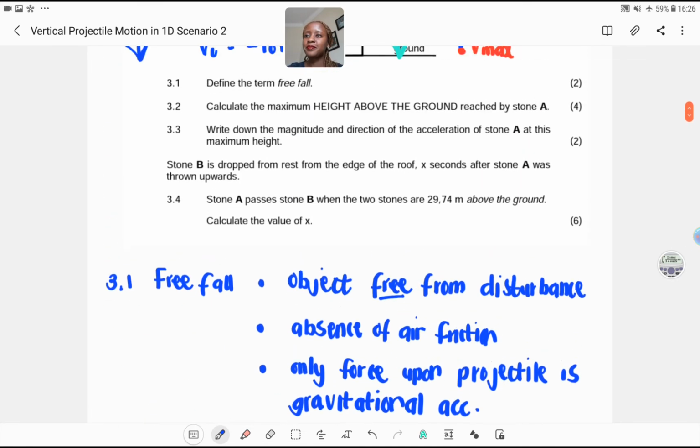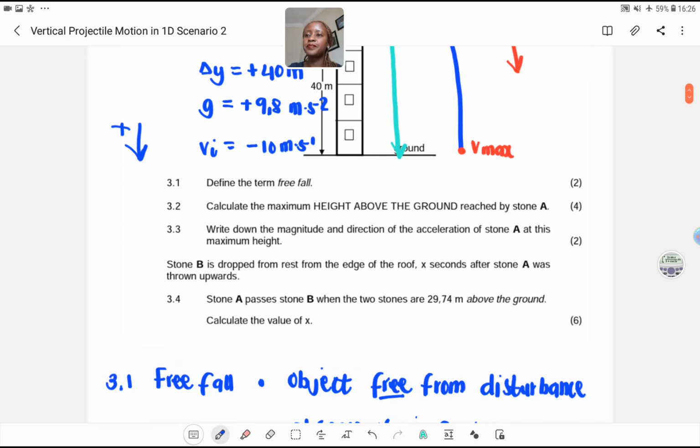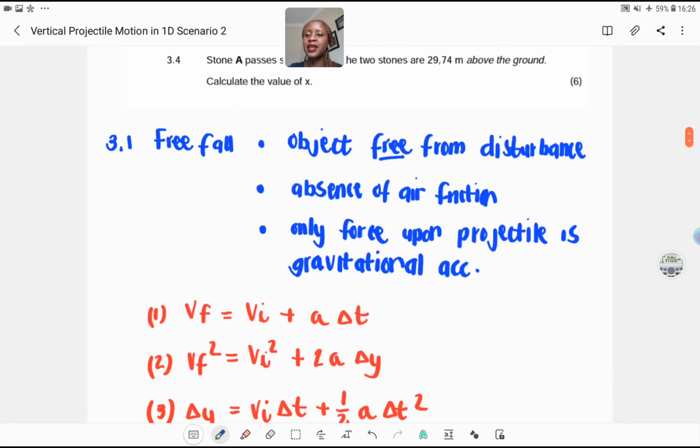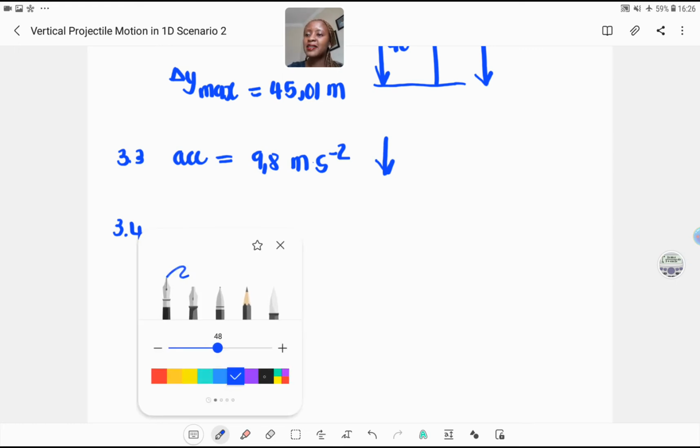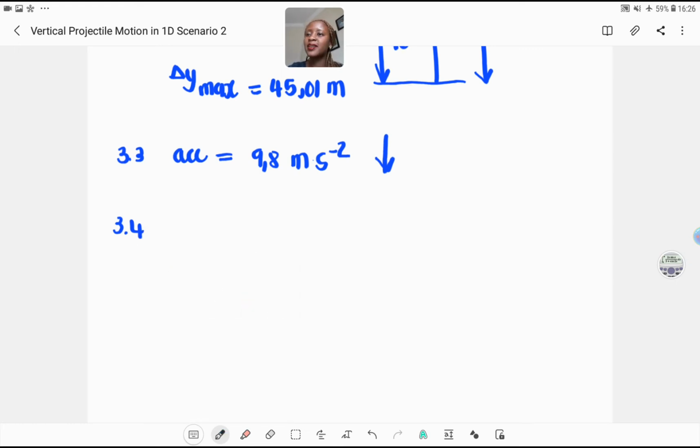Now, what's happening in 3.4? They're saying stone B is dropped from rest. So we know our initial velocity is 0. From the edge of the roof, X seconds after stone A was thrown upwards. So stone A passes stone B when the two stones are 29,74 meters above the ground. Let's just draw the scenario. I like drawing because it makes things simple for me to understand what is actually going on.